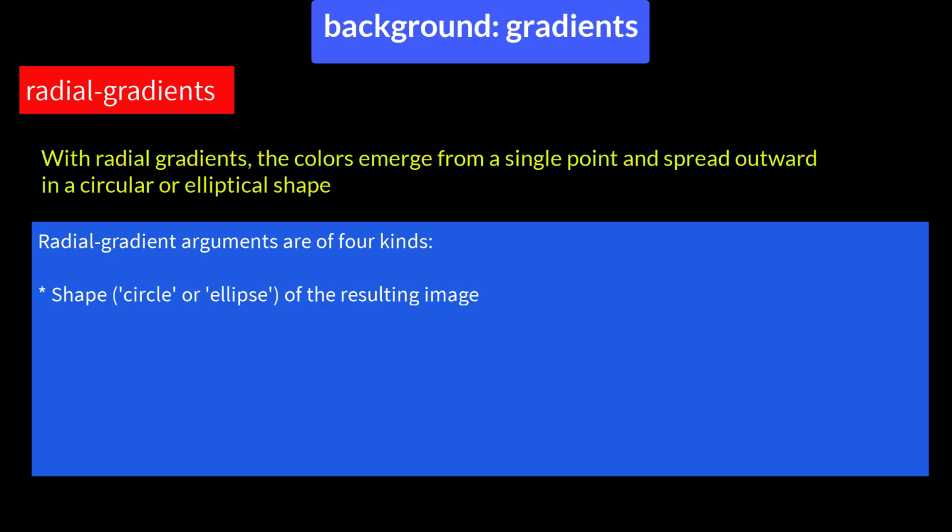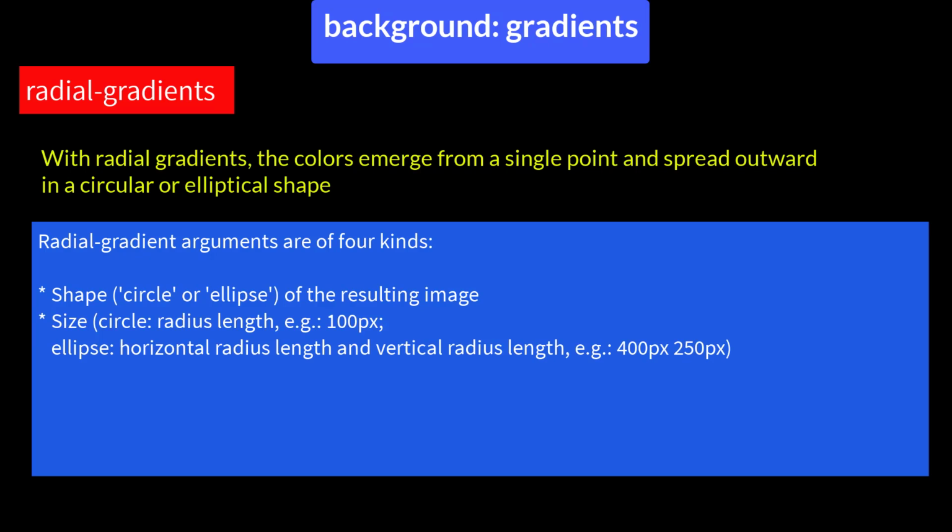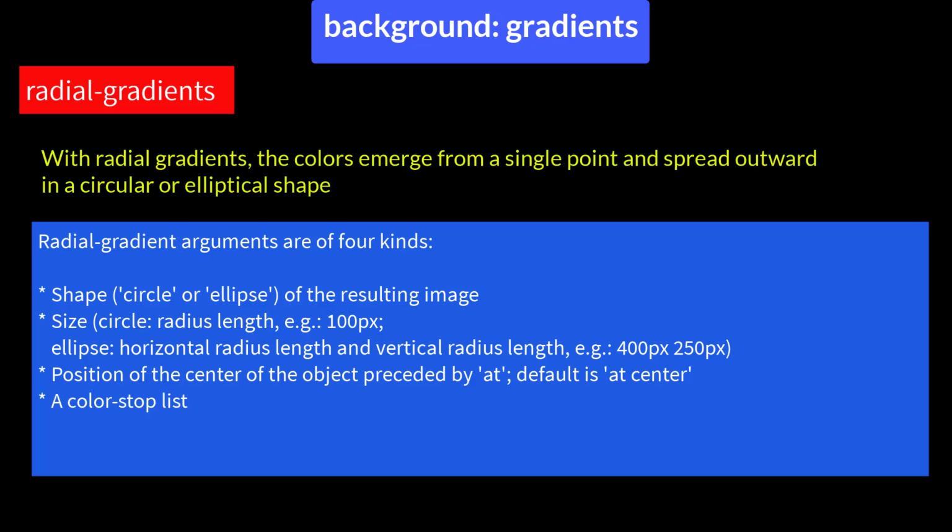The next argument is size. For a circle, you specify the radius in a length unit like 100 pixels. For ellipse, you specify a horizontal radius length and a vertical radius length, and that can be in a length unit or in a percentage. Next is position, that is the location of the center of the gradient, preceded by the word at. If not specified, it defaults to at center of the gradient area. And then a color stop list of colors to blend in what order, like we've seen before. Note that shape and size may be specified in either order.